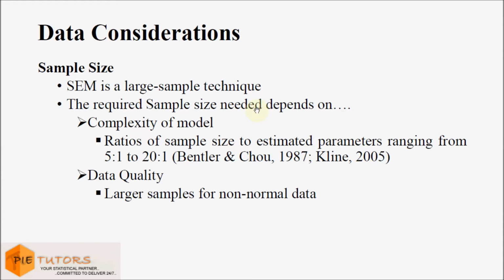In SEM, the sample size depends on two factors: the complexity of the model and the quality of data. By complexity of the model, we mean the more parameters we are required to estimate, the greater will be the sample size. Some of the recommendations suggest that the ratio of the sample size to the number of parameters to be estimated should be ideally between 5:1 to 20:1. So if we have a path model with 30 parameters to be estimated, we require a sample size between 150 to 600.